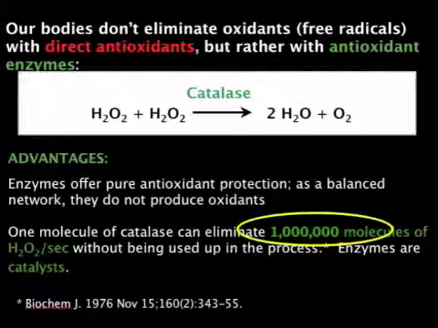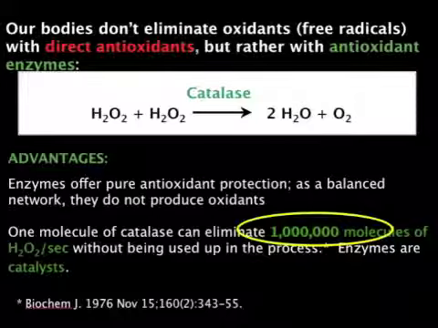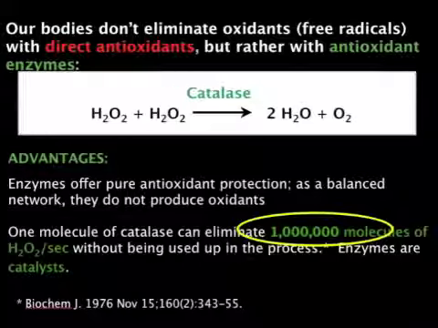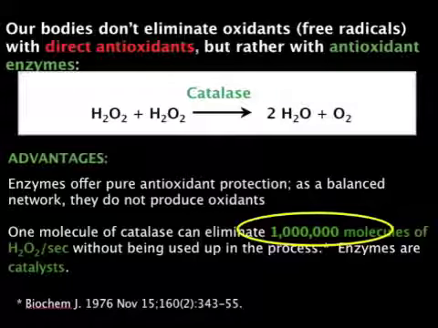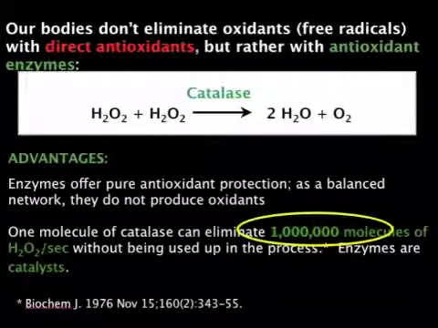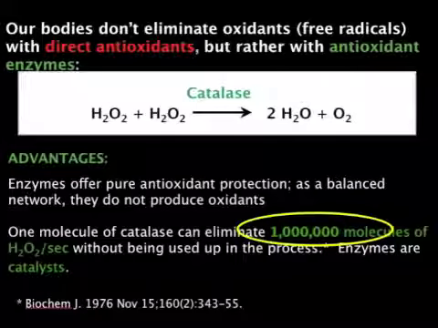We now know also that enzymes offer pure antioxidant protection as a balanced network. They do not produce oxidants. It's very important to make that distinction because things like vitamin C and vitamin E are actually creating free radicals. They are pro-oxidants when we thought before they were antioxidants, but we now have in vivo studies, and I'm going to share a couple of them with you here, that show that these are actually pro-oxidants, not antioxidants. One molecule of catalase can neutralize up to 1 million free radicals per second, every second.